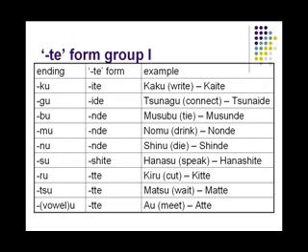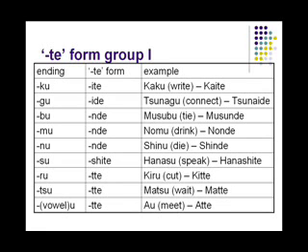The sixth row deals with the ending su. This becomes shite. Hanasu is the plain form verb meaning to speak. The te form of this will be hanashite. The seventh row is related to ru. This becomes tte. The example is iru, meaning to cut. The te form for this will be itte.